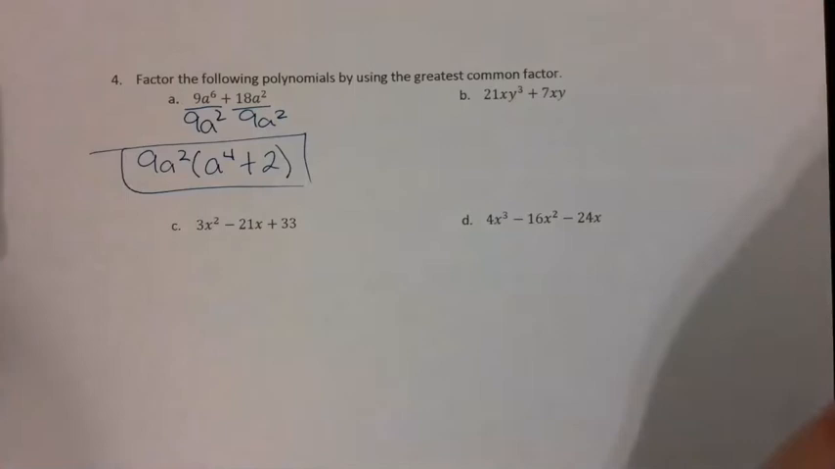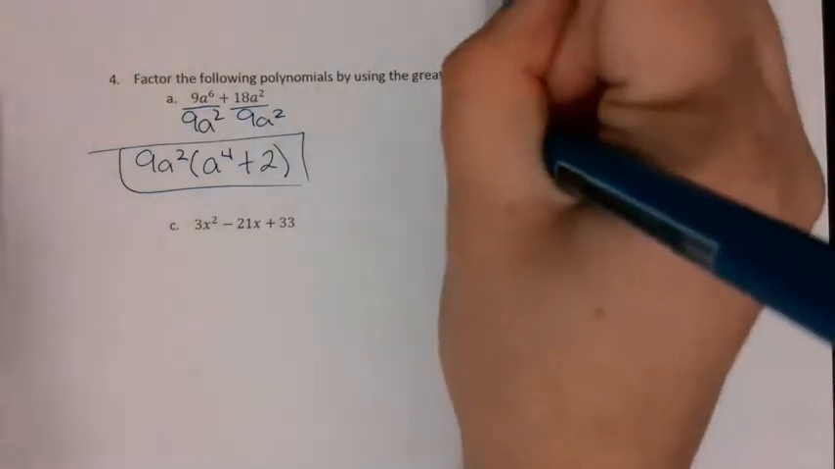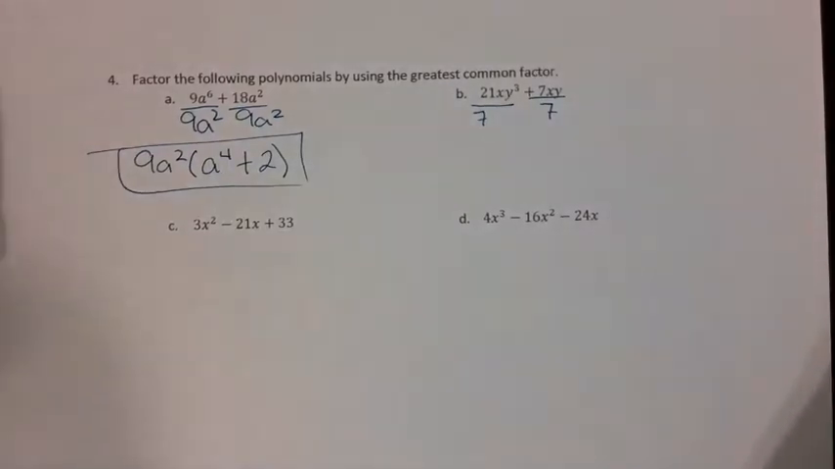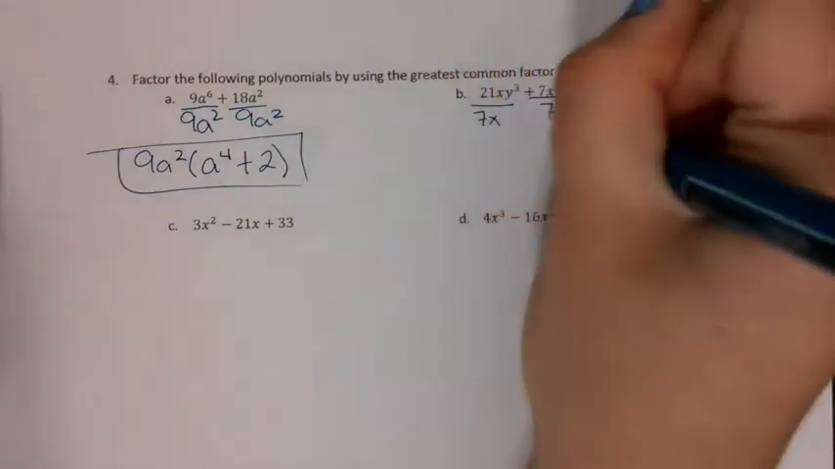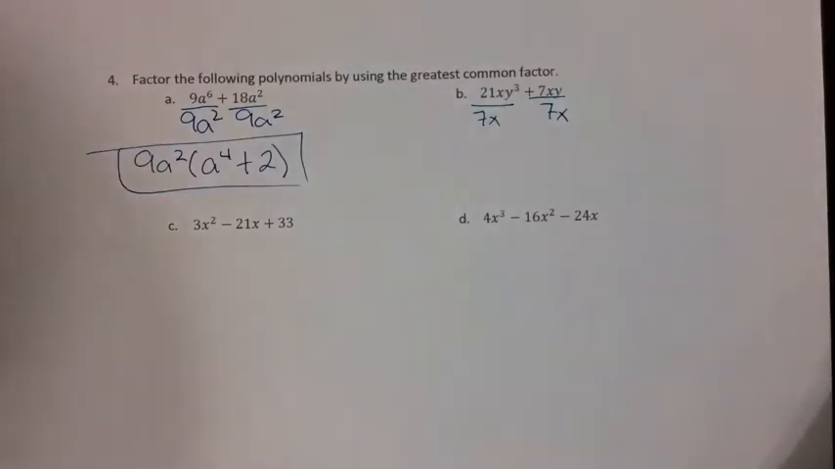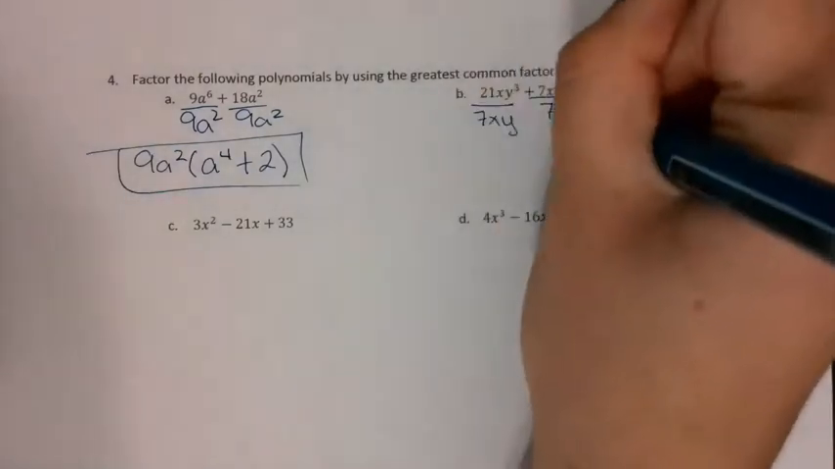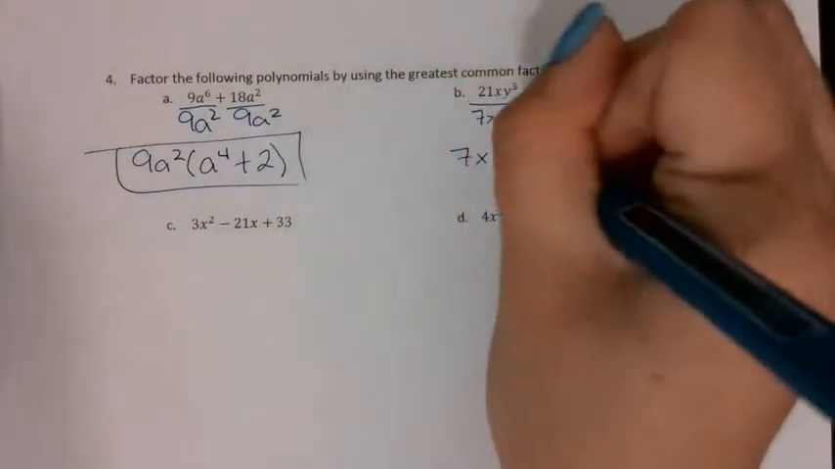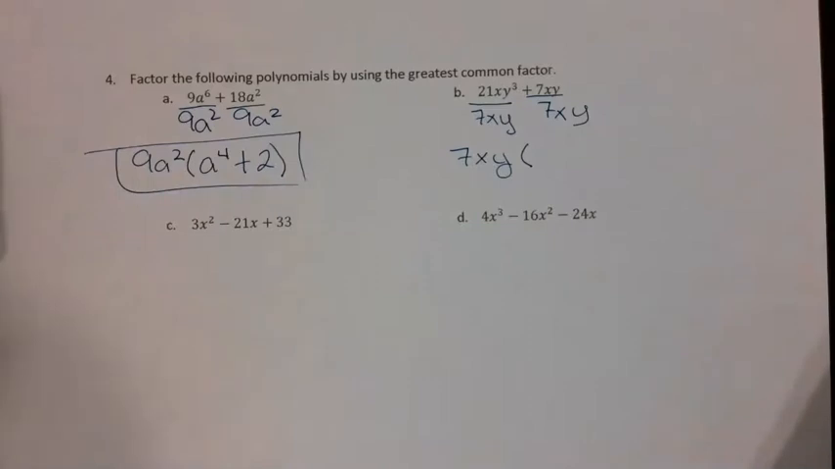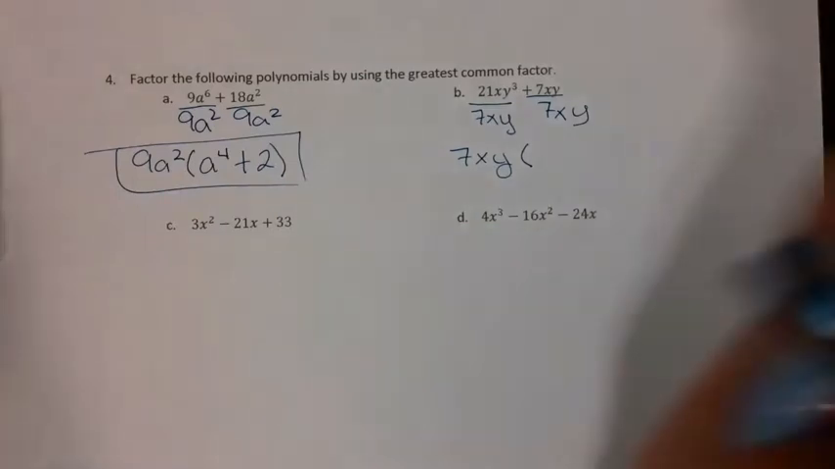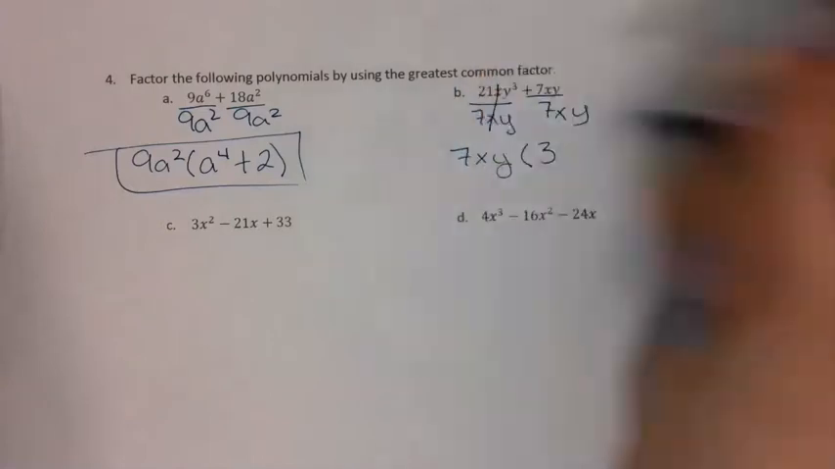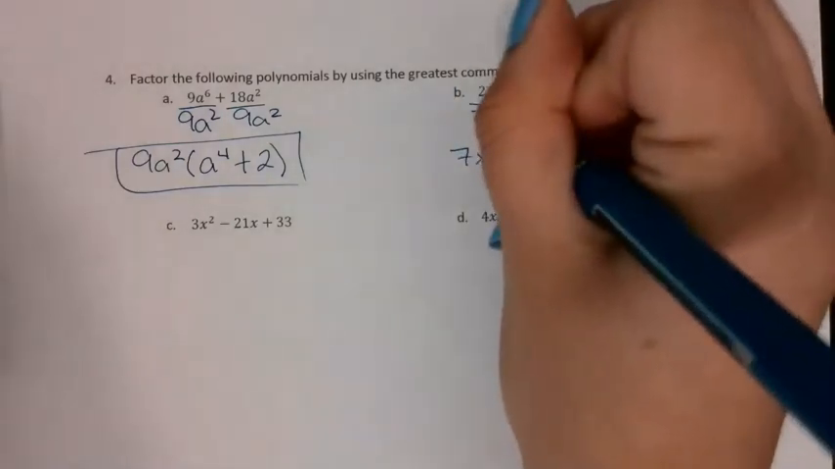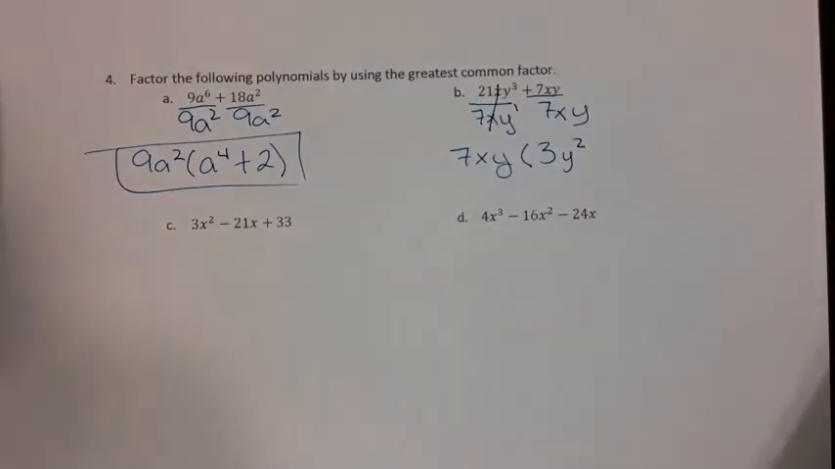On B, I'm looking for what can divide both of those. 7 and 21 are both divisible by 7. If I look at my x's, both of them just have an exponent of 1. And my y's, my smallest exponent is 1 again. So I write the y out front. Then I have 7xy, and I write that out front. And then 21 divided by 7 is 3. The x's turn into 1. And my y's, I subtract my exponents, so I have 3 minus 1, which turns into 2.